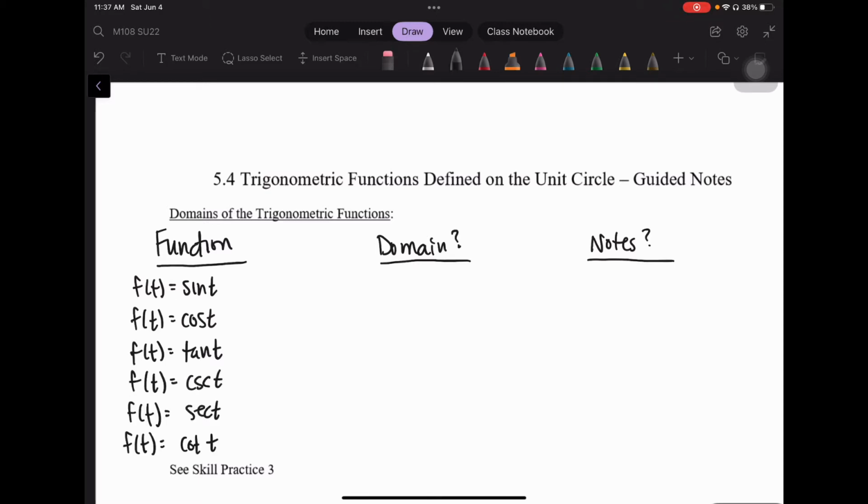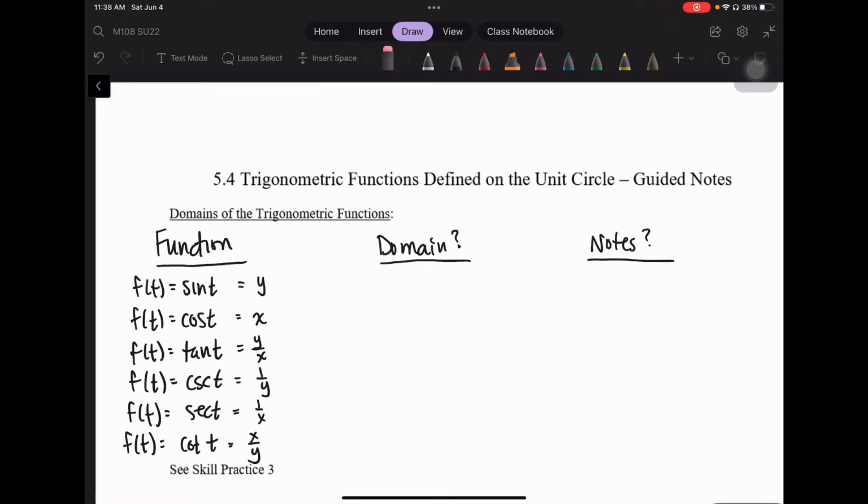Okay, remember that sine on a unit circle is y. Cosine is x. Tangent is y over x. Cosecant is 1 over y. Secant is 1 over x. And cotangent is x over y. Now, for a domain, for x and y, I could plug in any x or y that I want to.